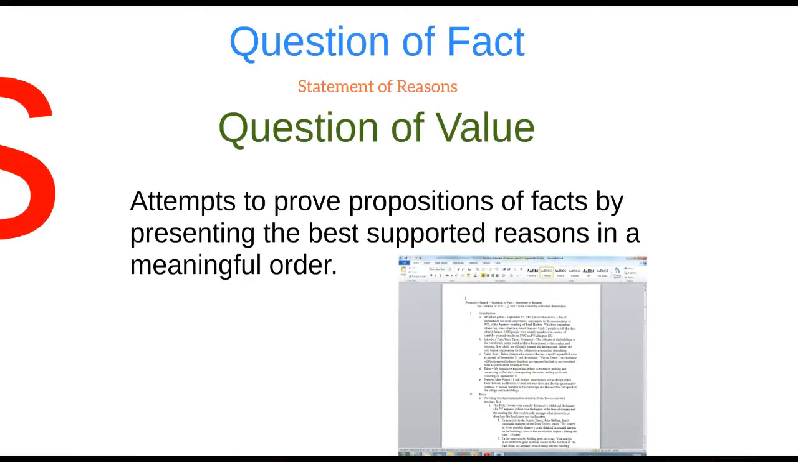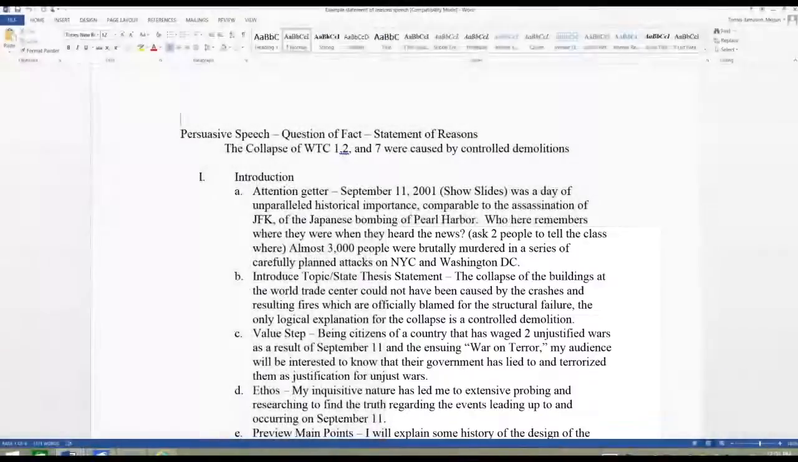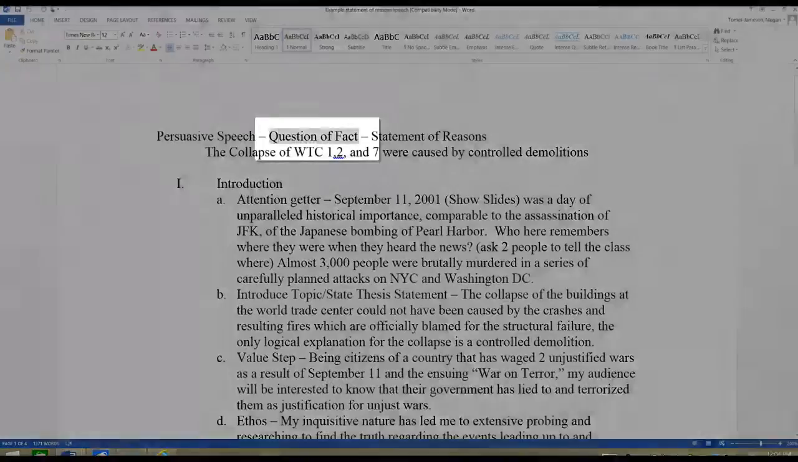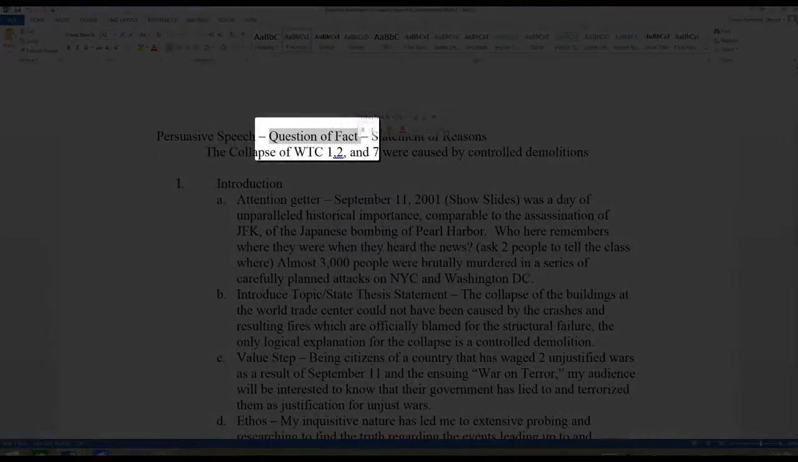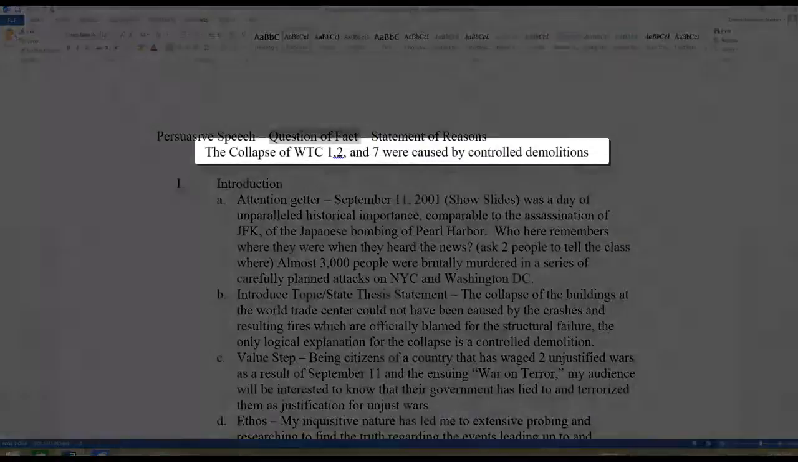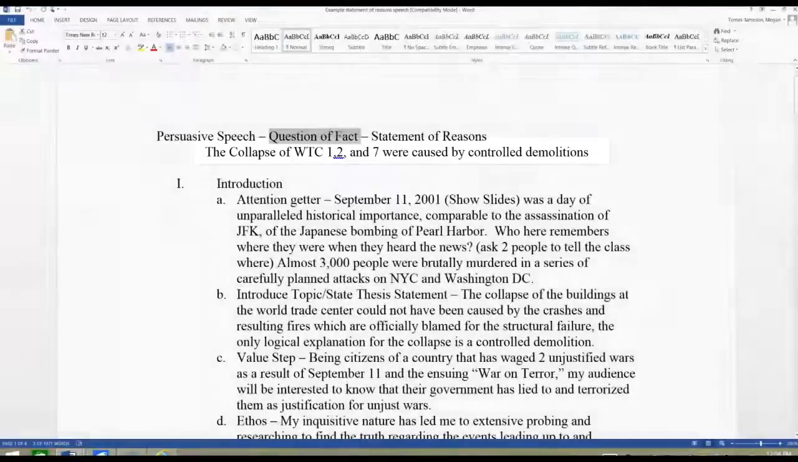I'm going to show you an outline format so you can see basically what it looks like. So this is an example speech. This is what the outline looks like. You'll notice it says question of fact, because remember, if it's question of fact or value, it has to be statement of reasons. The topic here is about the collapse of the World Trade Center, arguing that it's an inside job. So again, conspiracy theories are very common for this particular topic of question of fact.